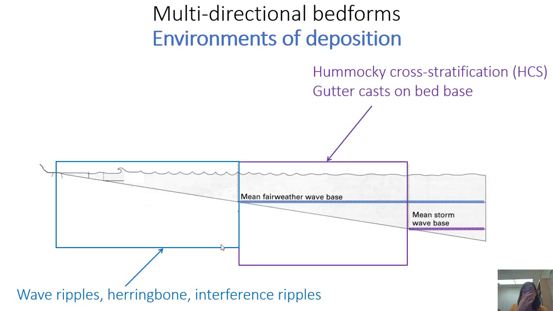Okay, so again, just to remind you, in the fair weather wave base region, we're depositing things like wave ripples, herringbone, and interference ripples, and deeper on the shore face, we have the storm wave base region, where we see hummocky cross stratification and gutter casts from the erosion due to storm waves.